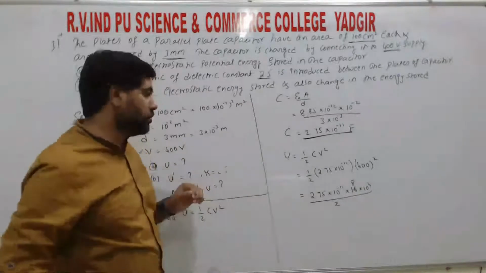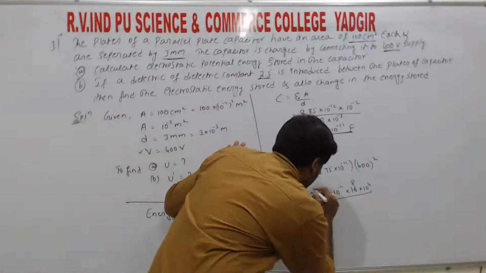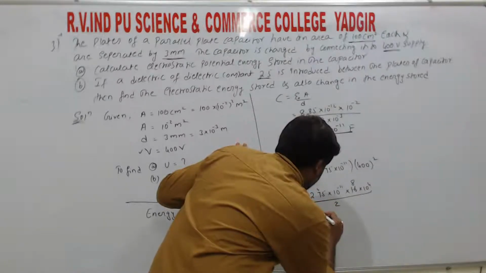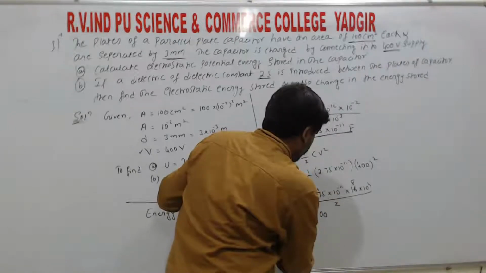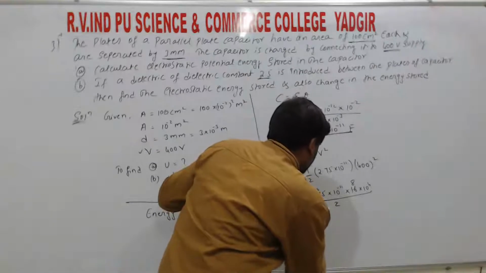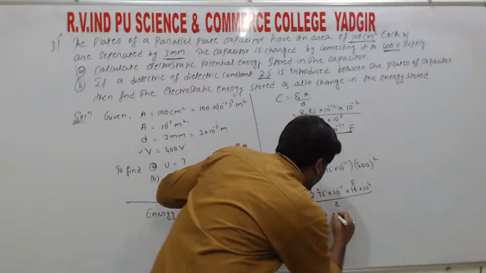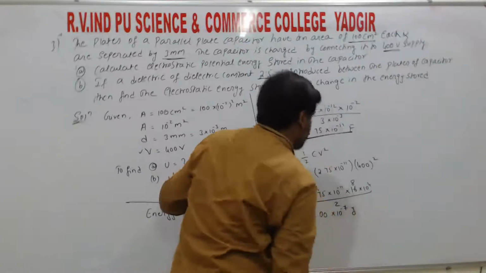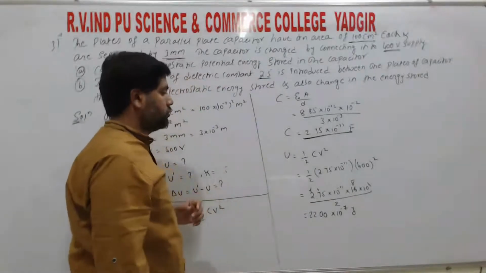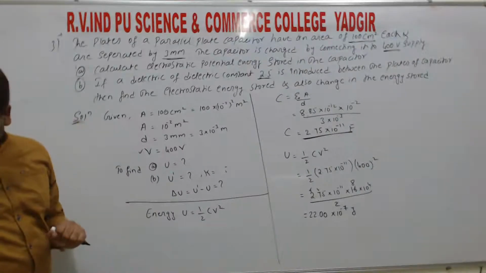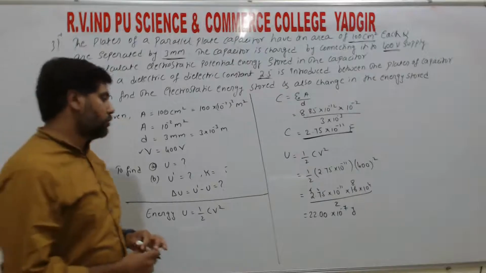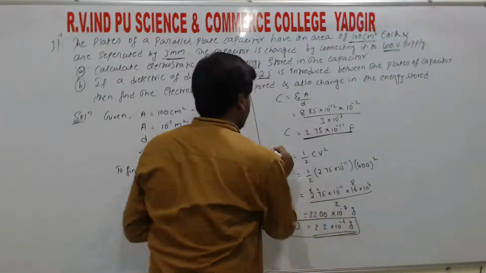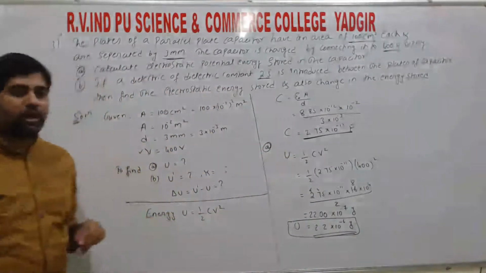So 2 8s are 16, 8 5s are 40, plus 4, 16. 16 plus 6, 22. So 22 into 10 to the power of minus 11 plus 4, that is minus 7 joules. So we can write 2.2 into 10 to the power of minus 6 joules. So this is the energy in the first case.